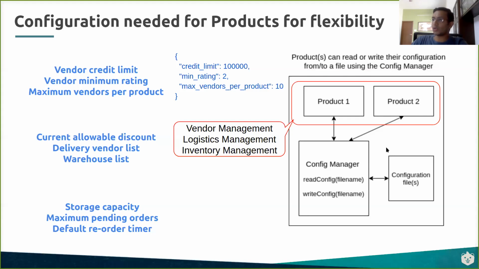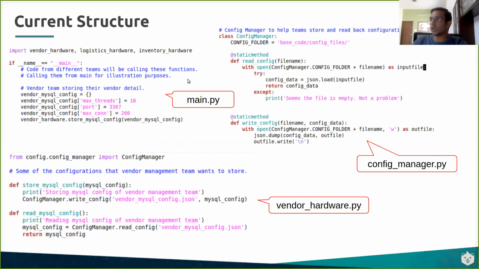This is what the code looks like. In order to show this working, we've written this main.py, right? All that the main.py is doing is saying there is some config guy, which is the vendor hardware guy. So this vendor hardware team is there.